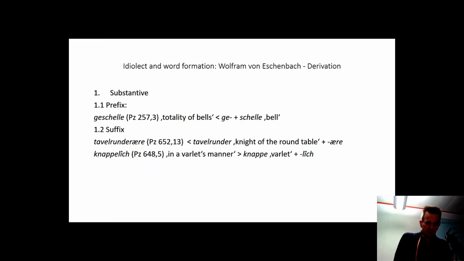Finally, a few comments on Wolfram's derivation. It is striking how often he refers to the pattern of ge prefixation to form collective nouns such as Geschelle, a totality of bells. Some notable neologisms obtained by suffixation include knappelig, in a varlet's manner, or Tafelrunde Rede, Knight of the Round Table, the latter formed on the basis of synonymous Tafelrunde instead of Tafelrunde, round table, like the more common Middle High German Tafelrundere, with one syllable less.